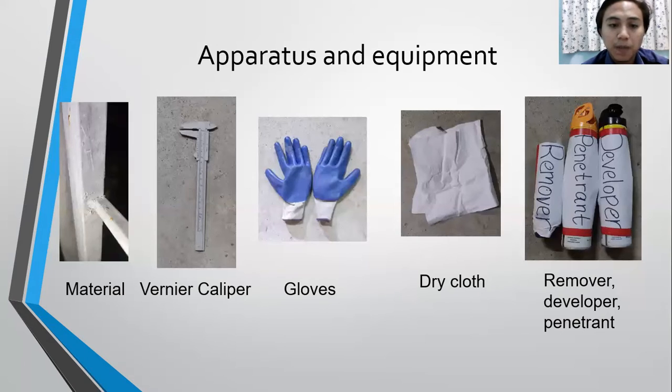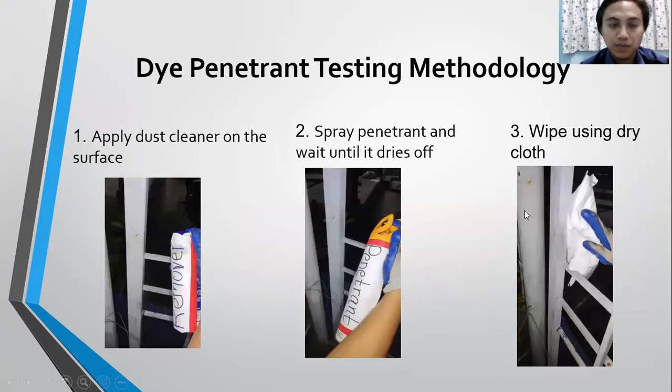The penetrant is used to allow the defects to be seen. And lastly is the developer. The developer was used to help draw the penetrant out of the flaw so that there is a visible indication. Okay, so we proceed to our methodology.